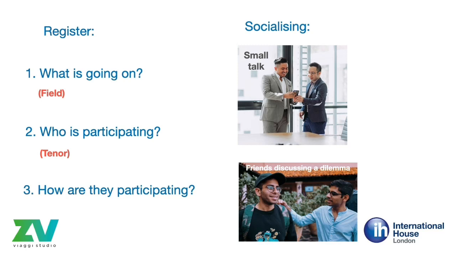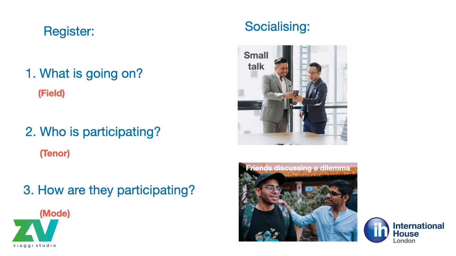So if tenor considers the social distance or closeness between the 2 participants, then mode considers the physical closeness or distance between the 2 participants. For example, in the second situation, we can imagine one friend texting another to ask him for advice. This change of mode from spoken to written communication will also influence the choice of language between the 2 participants. The interaction will also develop in a different way because in the texting example, there may be some time between each message, whereas in the face-to-face conversation, it's happening in real time.